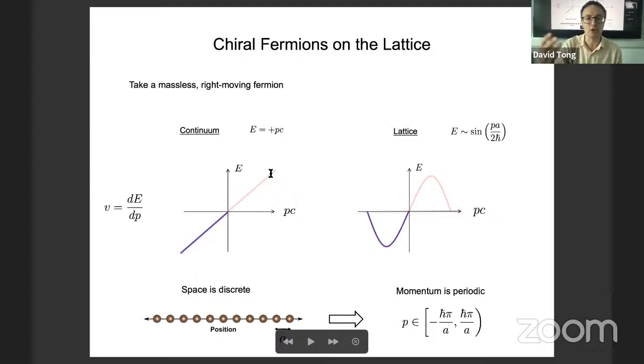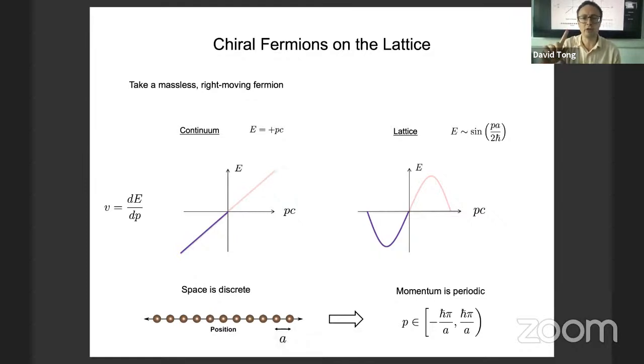Here I've written down the dispersion relation, the energy versus momentum relation for a single right-moving fermion. The energy is proportional to the momentum with a plus sign, which means that the energy versus momentum has a positive slope, because by Hamilton's equations, the velocity is the derivative of the energy with respect to the momentum, and the velocity of such a particle is always positive. So that's the dispersion relation for a right-moving fermion.